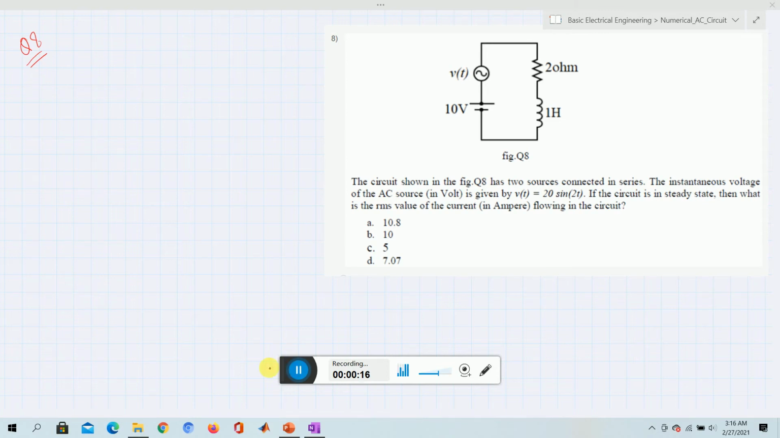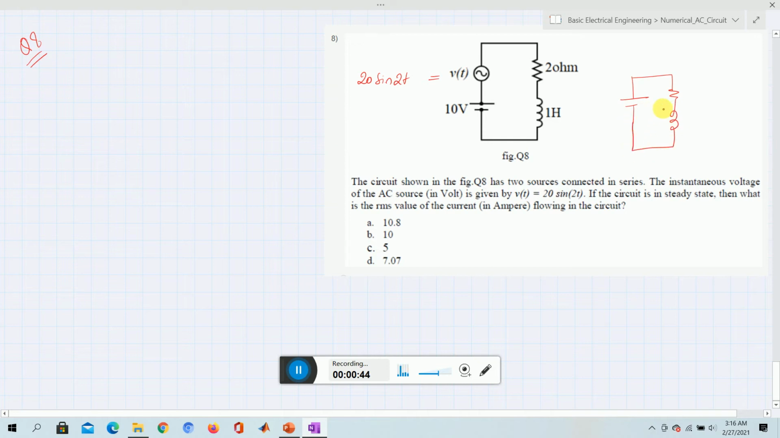The instantaneous voltage across the AC source, the value of v(t), is given as 20 sine of 2t. So an AC source is given, and at the same time a DC source is also given to the circuit network. We are assuming the circuit is in steady state, because when a DC is given to the resistor and inductor, a transient condition will exist.